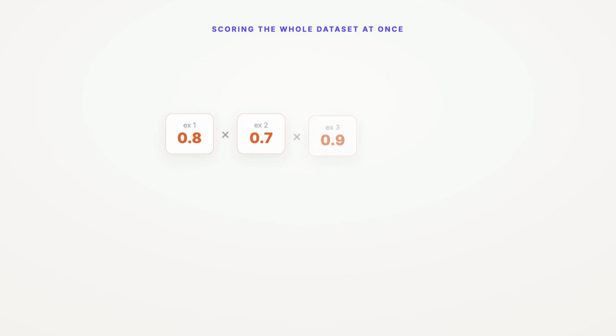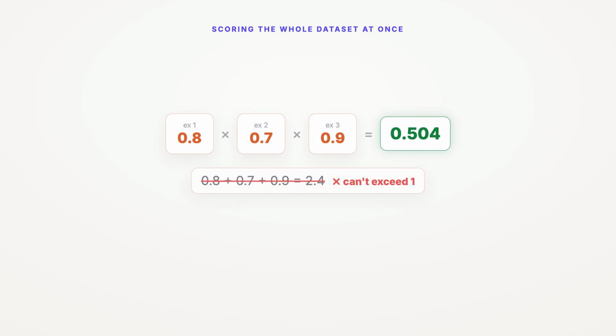But real training is never one example. It's thousands. So how do we score a model on the whole data set at once? We multiply. Say the model gives the correct answers these three probabilities: 0.8, 0.7, and 0.9. For all three to be right together, we need the first and the second and the third. And when independent events must all happen together, we multiply their probabilities. 8/10 times 7/10 times 9/10 gives about 0.5.